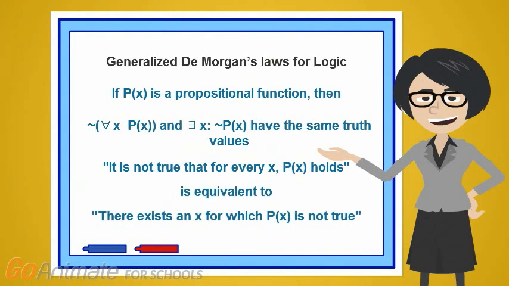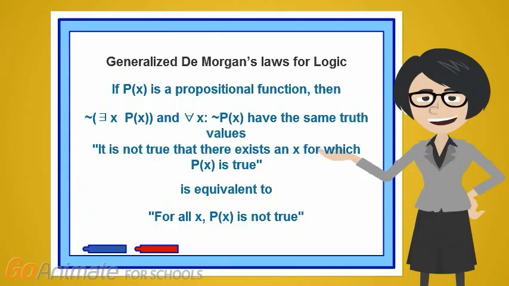There is a generalized De Morgan's law for logic which says that, if P(x) is a propositional function, then each pair of propositions below have the same truth values. For example, the statement, it is not true that for every x, P(x) holds, is equivalent to, there exists an x for which P(x) is not true.